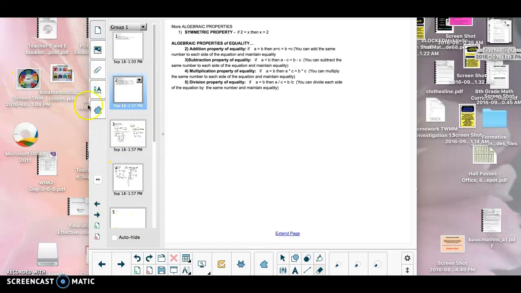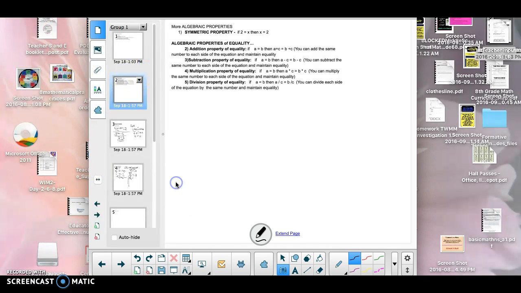All right, so let me get this screen going here. I need to get up here and get to the full screen.